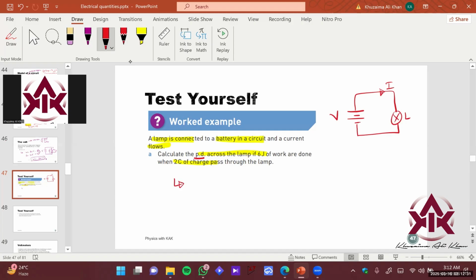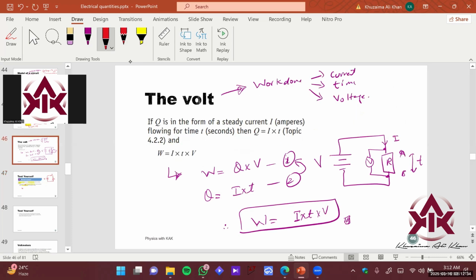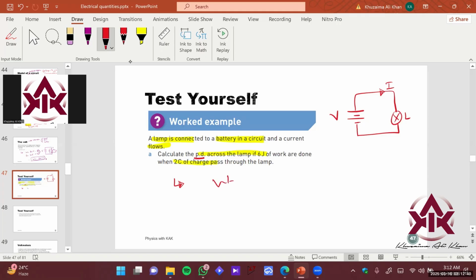The formula which we discovered in the last slide is that work done equals charge times potential difference. This gives you 1 mark. Now just put in the values to get the answer. The work done moving the charge across the lamp is 6 joules, and the charge moving through the lamp is 2 coulomb. The potential difference is unknown here, so we make it the subject: 6 divided by 2 leads to 3. 3 volt is the potential difference across this lamp. That is the answer.